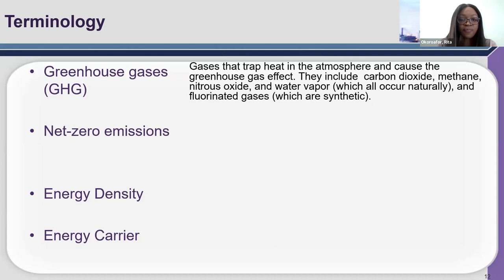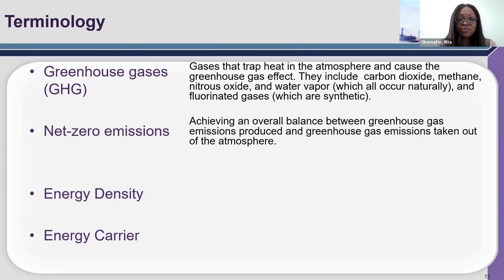When we talk about net zero emissions, we are talking about achieving an overall balance between the greenhouse gases that are produced and the ones that are taken out of the atmosphere. So if you have a system that generates greenhouse gases, let me say it is 1 million tons of greenhouse gases by mass, and you have another system that is able to take away the 1 million tons of CO2 of greenhouse gases, then your overall net balance is zero. And so we have net zero emissions.